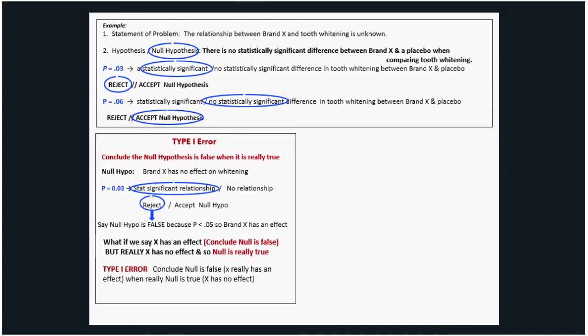And so we're not recommending the product. We're not looking at the product anymore. The company comes back, they do another research study, and they get the reverse. They figure out that, okay, there is no relationship here. This first research study had a problem, and there is a relationship. Maybe brand X does whiten the teeth. And so here you have a product that actually works, but nobody's recommending it because they're going by this first error, a type 1.